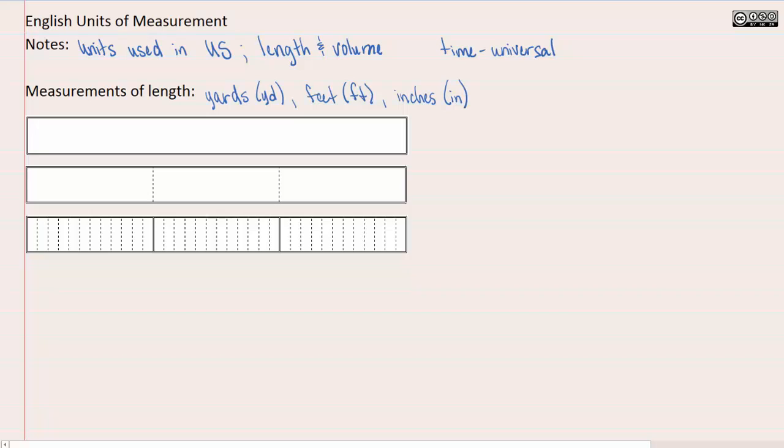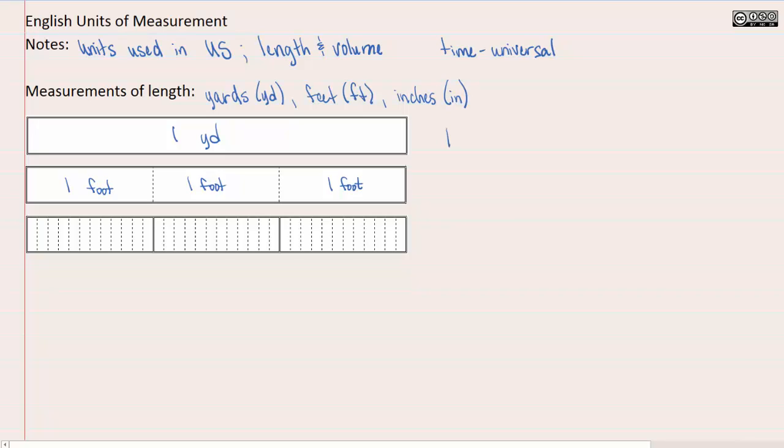Below you can see 3 equal boxes. These 3 equal boxes all represent 1 yard. The first box is a yard that has not been divided up into any smaller pieces. In the second one, we can see that the yard has been divided up into equal thirds. Each third is equivalent to 1 foot. Therefore, a yard is equivalent to 3 feet since there are 3 feet in 1 yard.